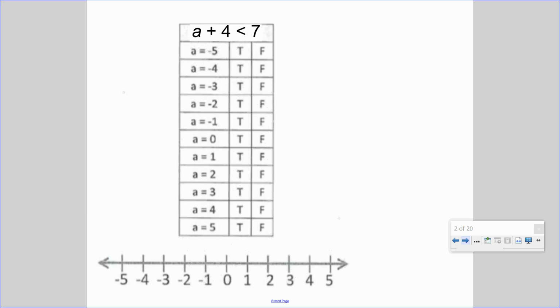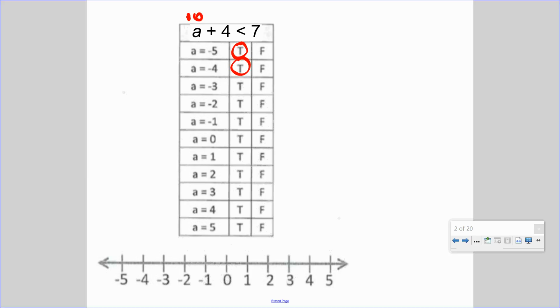So let's look at this. In this one, I will assign different numbers to different students, and they would decide if their inequality is true or false. For example, if I assign 10 to a student, they'll add 10 to 4 and get 14. Is that less than 7? They'll say false. So let's pretend I assign -5. -5 plus 4 is -1. Is that less than 7? True.